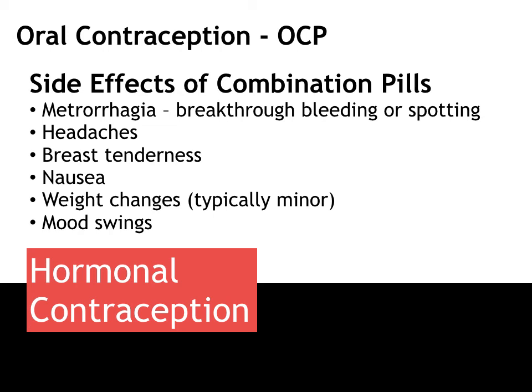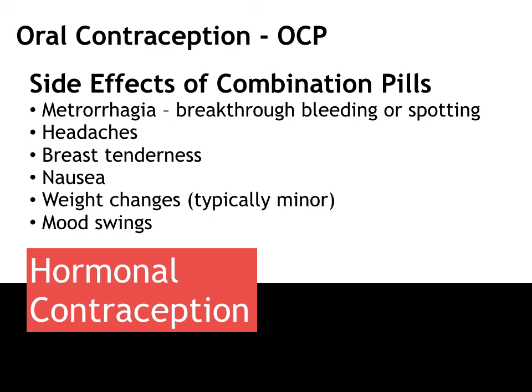But things that we might see more commonly, so breakthrough bleeding or spotting, definitely might happen, especially initially with the pill. Headaches, so general headaches, migraines as well. Some patients will notice an increase in migraine frequency when they start birth control. But conversely, some people actually notice very much of an improvement with their migraines with birth control if their migraines are triggered by fluctuations in hormone levels. So it could go either way with migraines overall.